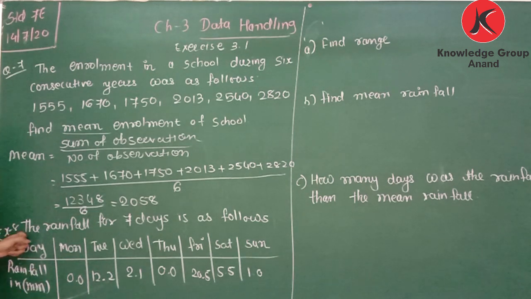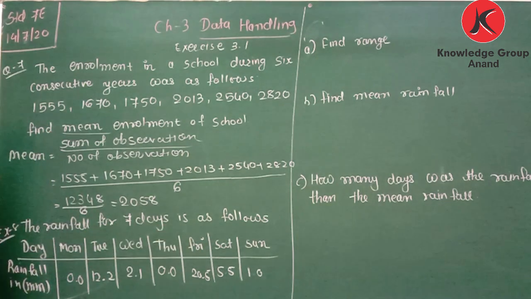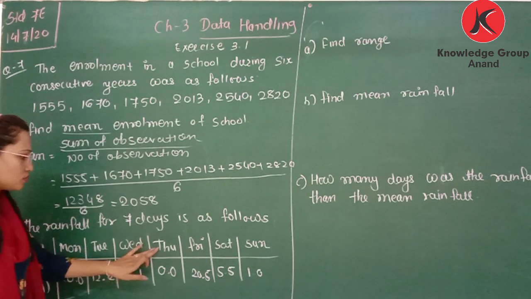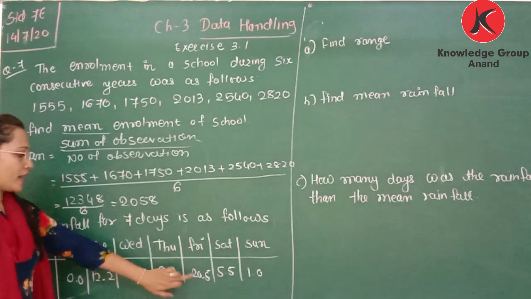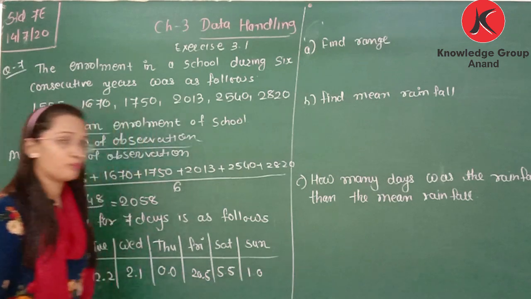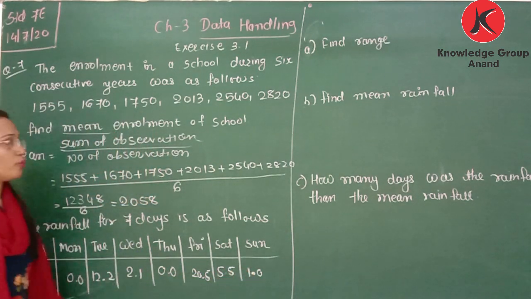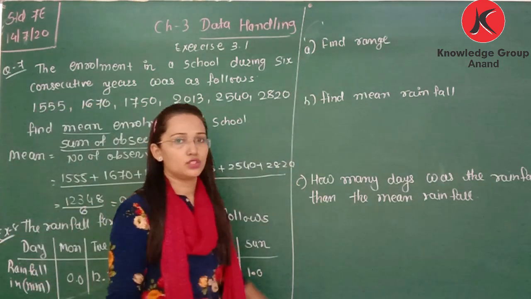Now, question number 8. The rainfall for 7 days is as follows. In one city, the rainfall for 7 days is given. On Monday 0.0 mm, Tuesday 12.2 mm, Wednesday 2.1 mm, Thursday 0.0 mm, Friday 20.5, Saturday 5.5 and Sunday 1.0 mm. So the question is, find the range.